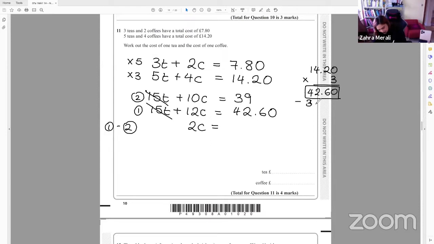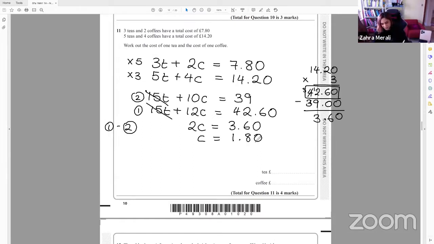£42.60 minus 39, so I'm just going to subtract it there. So when I do that, I get 0, 6 minus 0 is 6. I'm going to have to borrow, 12 minus 9 gives me 3. So I end up with 2C is £3.60. I'm going to half that. Half of £3 is £1.50, plus half of 60, which is 30. That gives me £1.80.